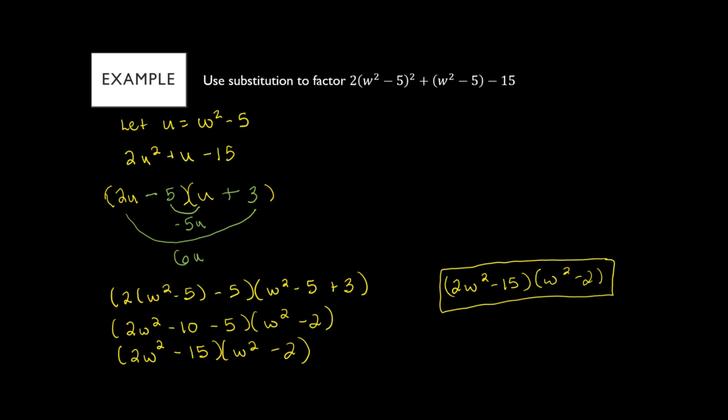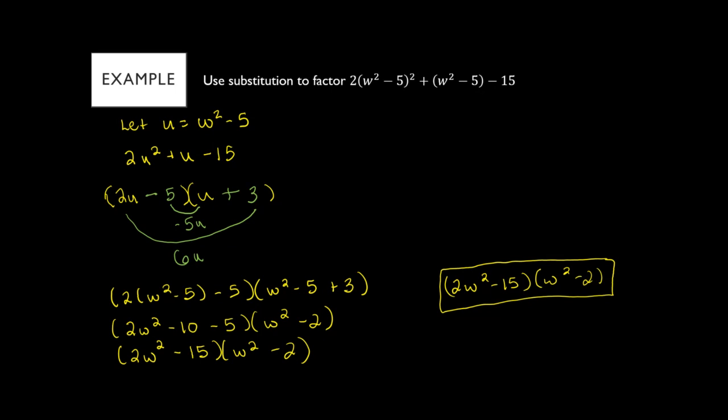Okay, David's got 2w squared minus 15, w squared minus 2. That actually matches with what I have on the screen. So if you're not at that point yet, that is fine. This is the first time you guys are doing this, so you're not going to be as fast or as quick as me. But that is correct. So we've replaced the w squared minus 5. We have to distribute. We add our like terms.